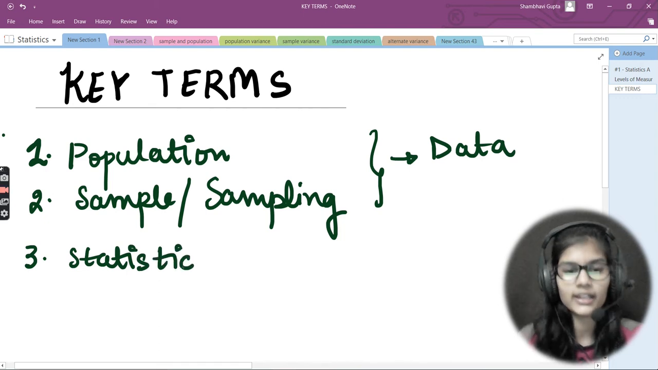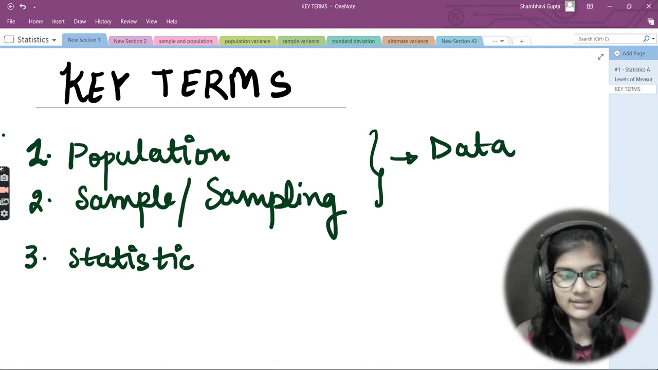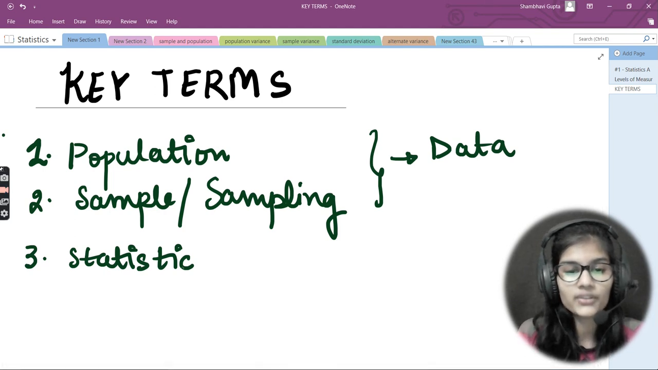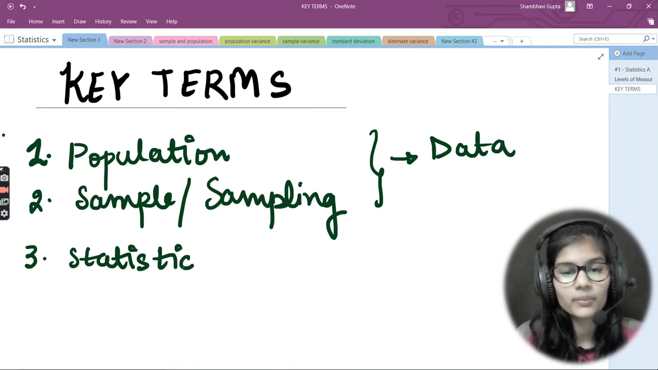Now, what is a statistic? It is not the statistics which I told you about in the starting. There's quite a difference between that statistics and this statistic, so make sure to differentiate between both of them. So what is a statistic? A statistic is a number that is a property of a sample. Let's say you have taken any number from the sample, and that is a property of that particular sample. That number will be a statistic.